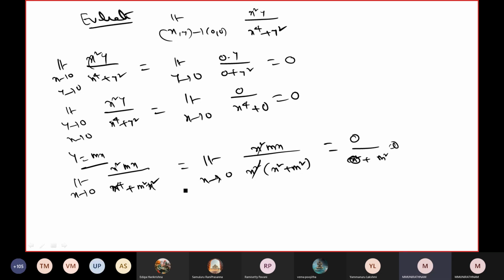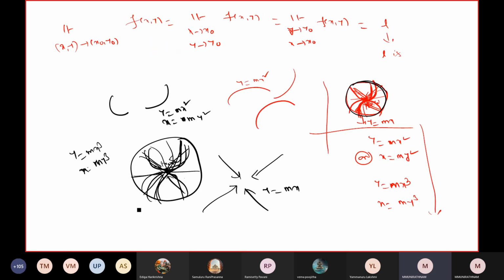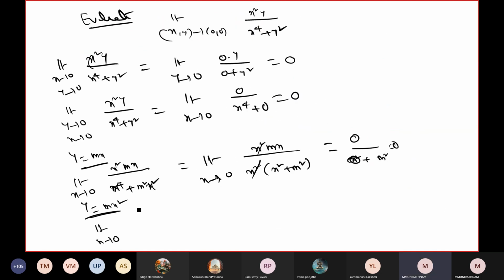Here, the limit, I go for y equal to mx square. All the paths you have to verify, all the paths. For a limit to exist, I told you that you have to verify all the paths: y equal to mx square, y equal to mx, y equal to mx cube. If all are the same, then fine. If at least one is not the same, then no limit exists.